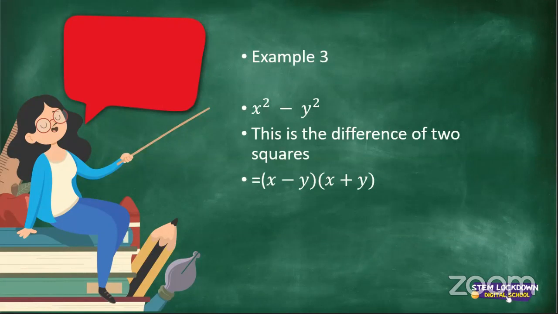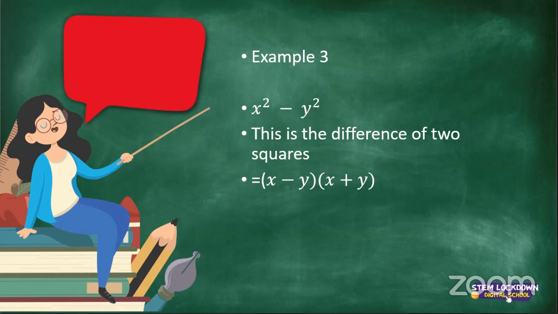And the reason for this is that when you multiply out x by x, you'll get x squared. And when you multiply x by y, you get xy. And when you multiply negative y by x, you get minus xy. And the two will cancel out. And the last part will be negative y times positive y there. And that will give you negative y squared. So basically, this is where we are as far as the difference of two squares is concerned.